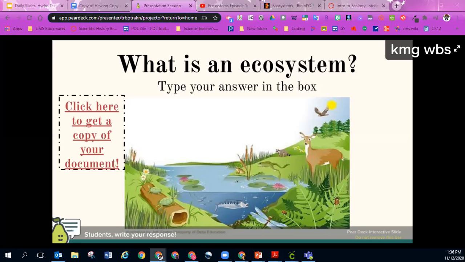Alrighty, so answers that I am seeing is that an ecosystem is an environment that has a lot of organisms. It's a place where plants and animals can coexist. It is a place where life thrives, a habitat where people live. I mean, we're not people, where animals live.